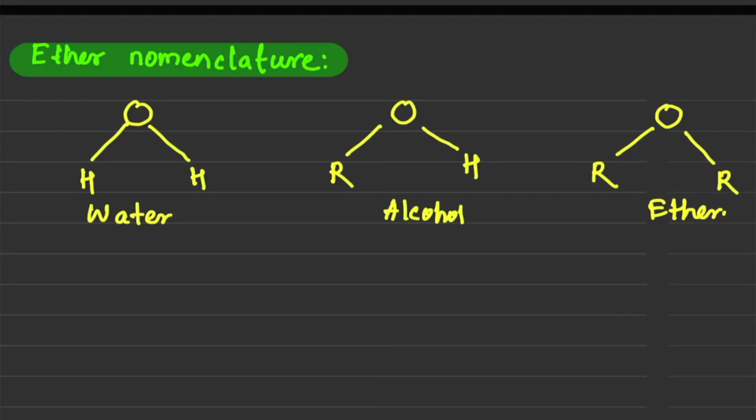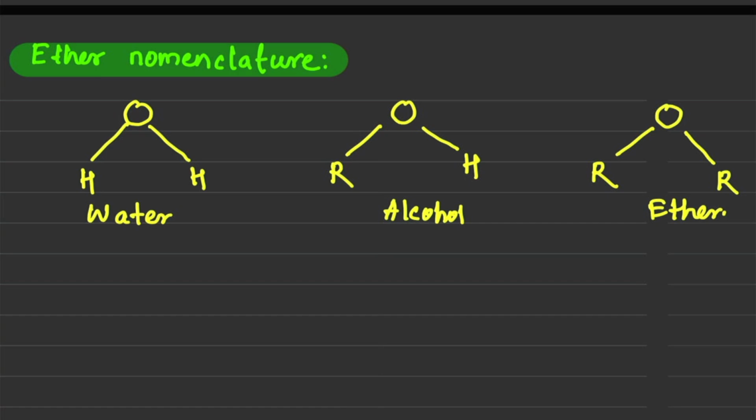Hello everybody. In this video we will discuss the ether functional group. Just like alcohol, it has oxygen. The only difference is that on this oxygen, on both sides, we have a carbon chain. However, in alcohol there is a hydrogen on one side, and that's going to cause a major physical property change.